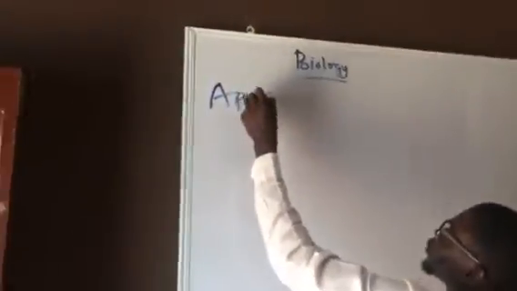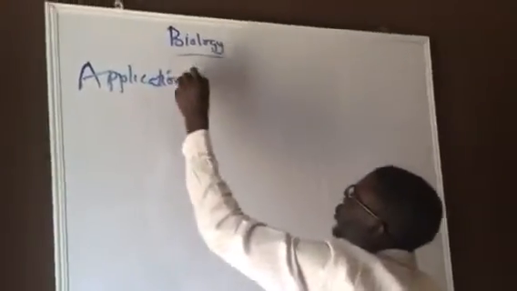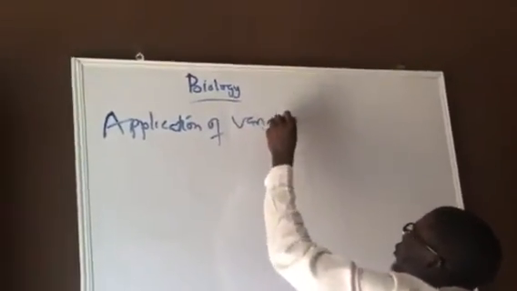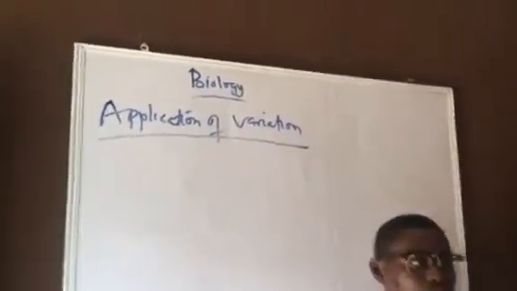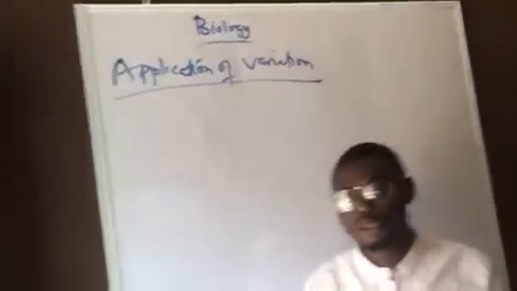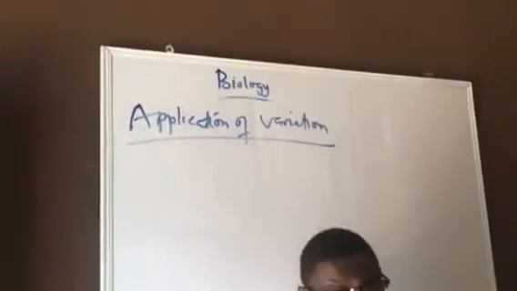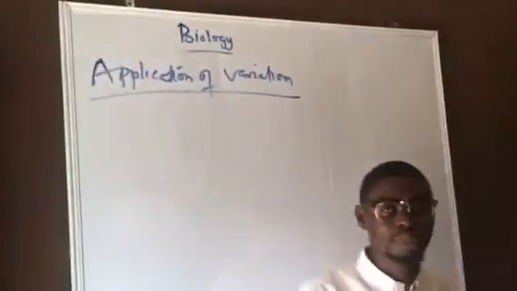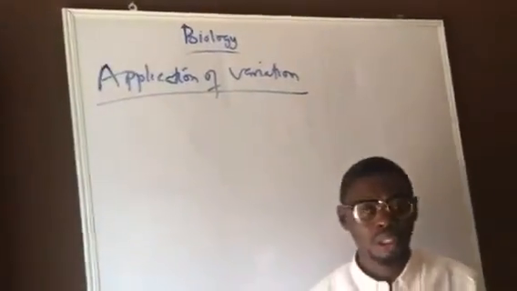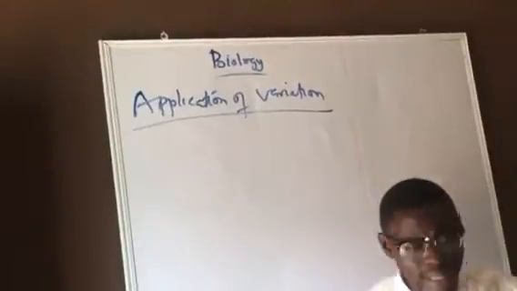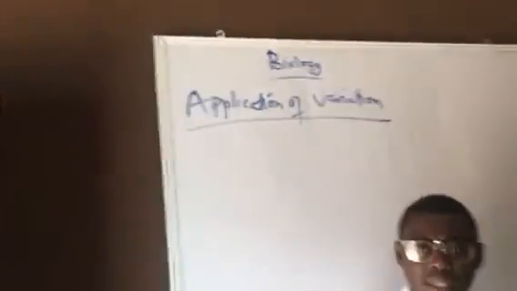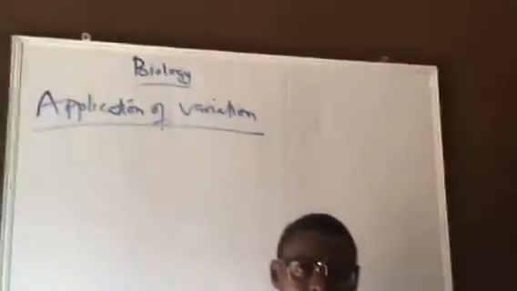So we continue from application of variation. Variation is very important to human beings. Morphological variation can be used to identify individuals among species in the population. But we'll talk about physiological variation. Aside from using it to identify individuals, it can also be used to solve some issues.